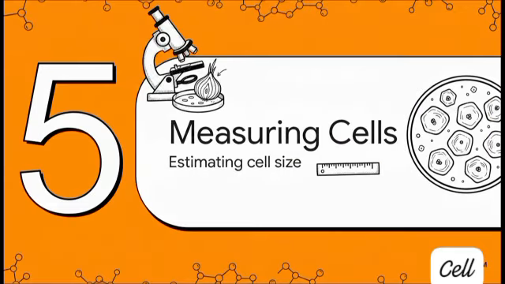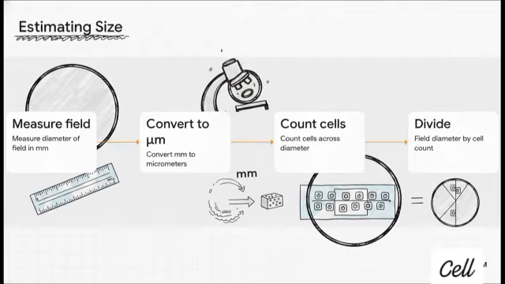Okay, let's put all this theory into practice in Section 5, measuring an onion cell. Imagine you're right there at your lab bench. How do you measure something you can barely see? Well, first, you place a clear plastic ruler under the microscope to measure the diameter of your field of view. That's basically the circle of light you see when you look in. Let's say it measures 5 millimeters across. Step 2, we need to convert that to micrometers. Since there are 1,000 micrometers in a single millimeter, 5 millimeters equals 5,000 micrometers.